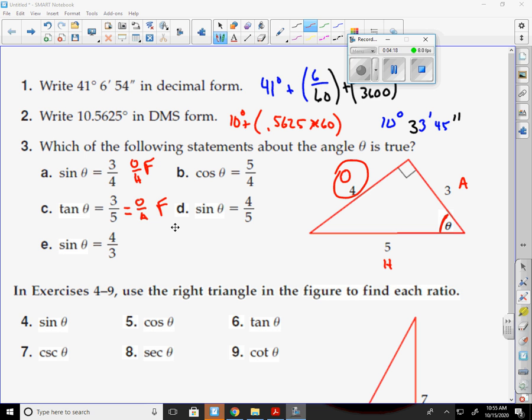Sine is 4 over 3. Remember, sine is opposite over hypotenuse. It's got the opposite, but not the hypotenuse. That is false. Cosine theta, 5 over 4. Cosine is adjacent over hypotenuse. Which would be 3 over 5, so that's false, which hopefully means that D is correct. Sine of theta is 4 over 5. Remember, sine is opposite over hypotenuse, so it is 4 over 5. That one is true.